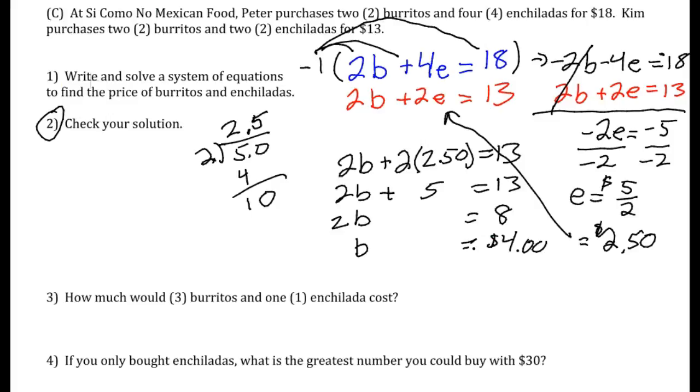A check just means plug it back into the other equation we didn't just use. So we use this bottom equation to figure out what B is. So use the top equation to do your check. So just plug in B is $4, the enchiladas are $2.50, and make sure it costs $18 total. If you got a different total, that would mean something was wrong. But if you calculate everything correct, it should come out to $18 exactly.